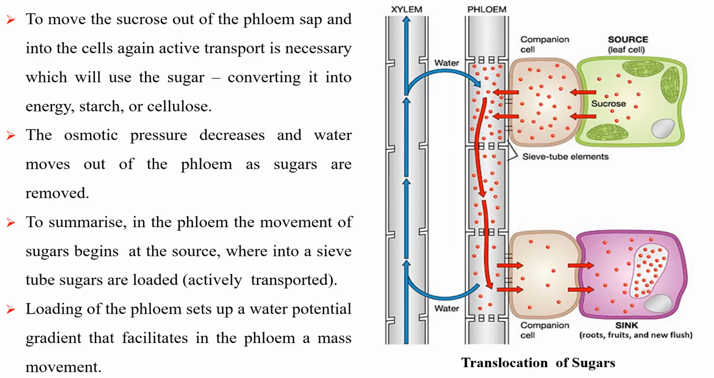To summarize, in the phloem, the movement of sugars begins at the source, where sugars are loaded into a sieve tube. Loading of the phloem sets up a water potential gradient that facilitates a mass movement in the phloem.